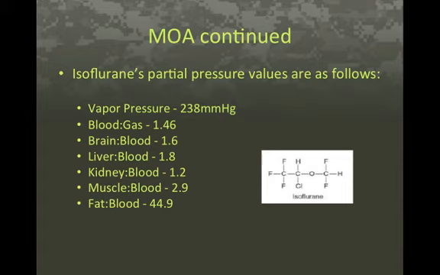Isoflurane's partial pressure values are as follows. The distribution of isoflurane in the different compartments is mainly due to its solubility. The relative solubility of isoflurane in air, blood, and tissues are expressed as partition coefficients. This is a ratio of the gas in each of two phases at equilibrium.